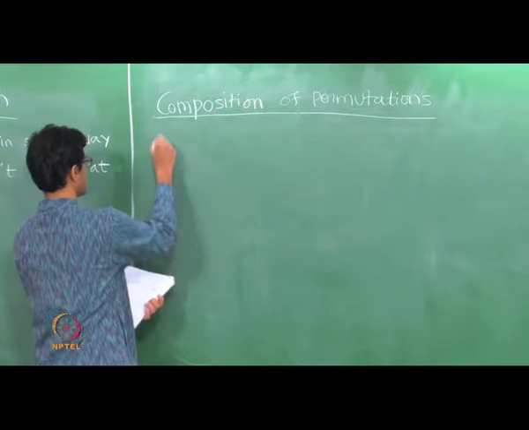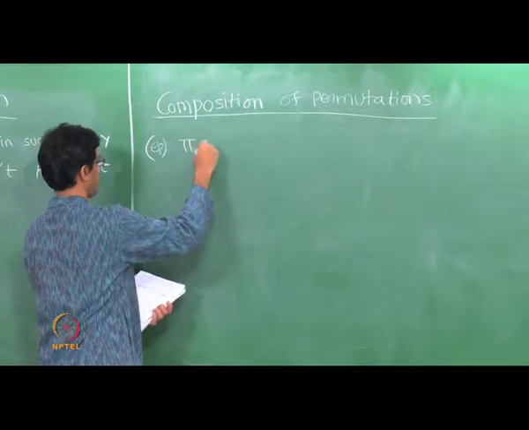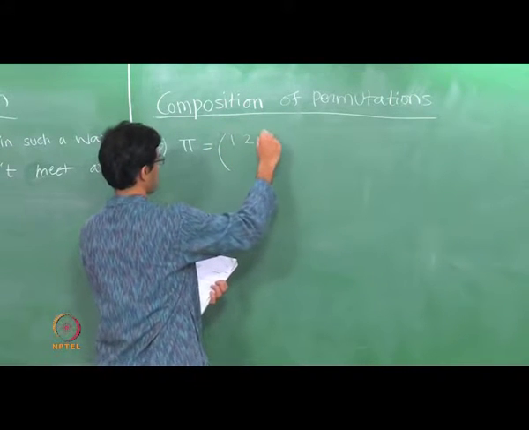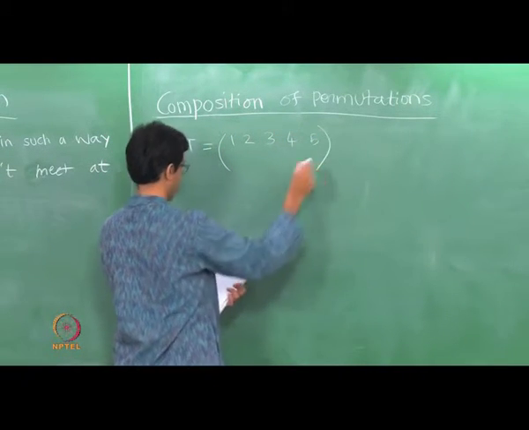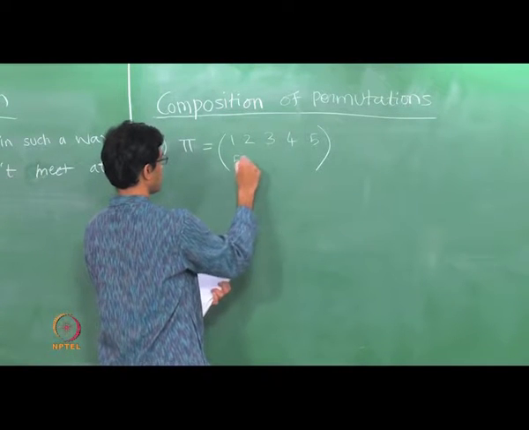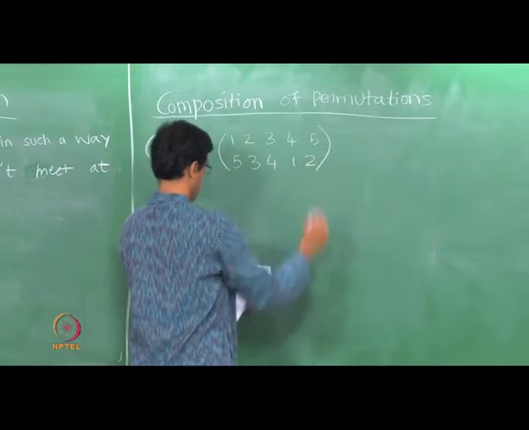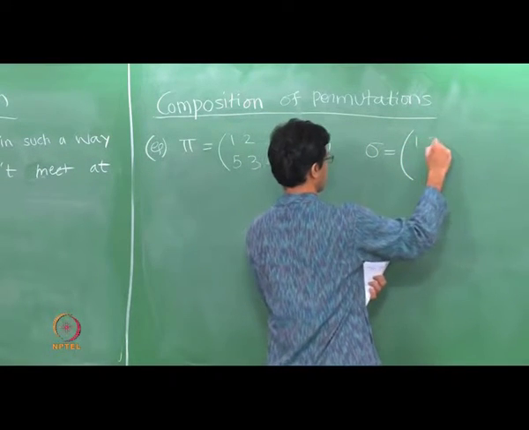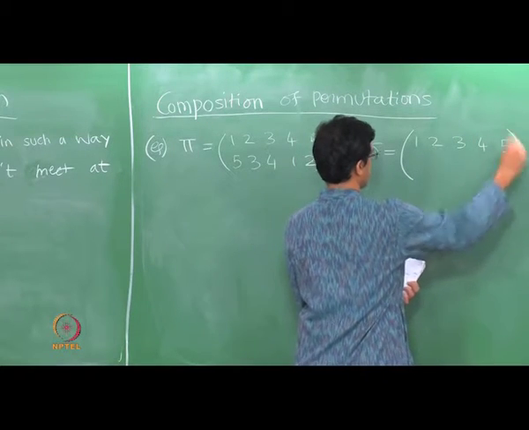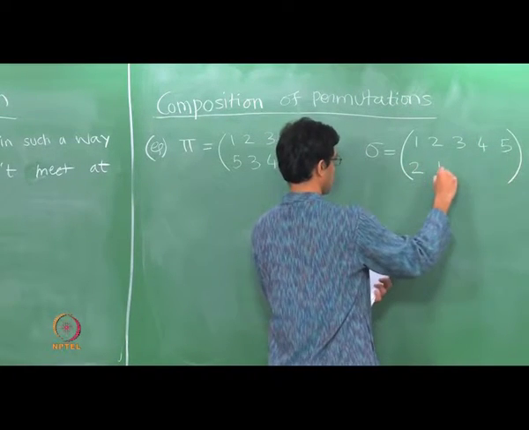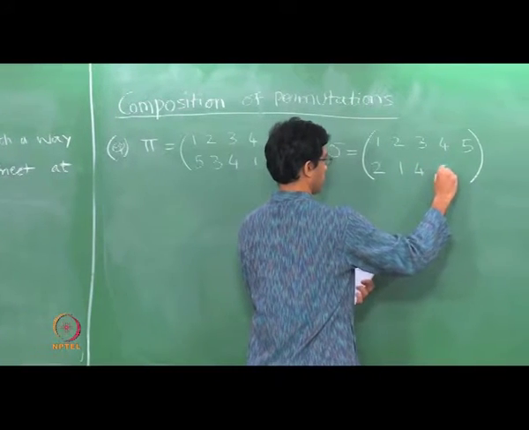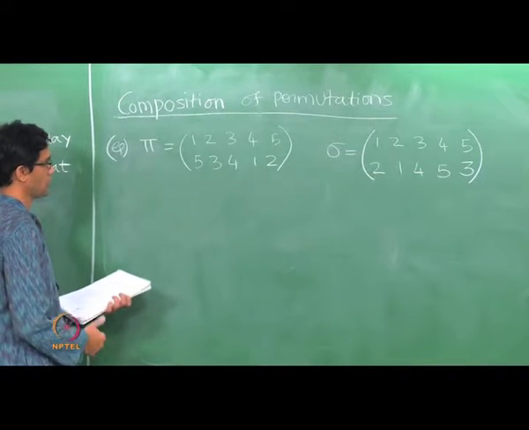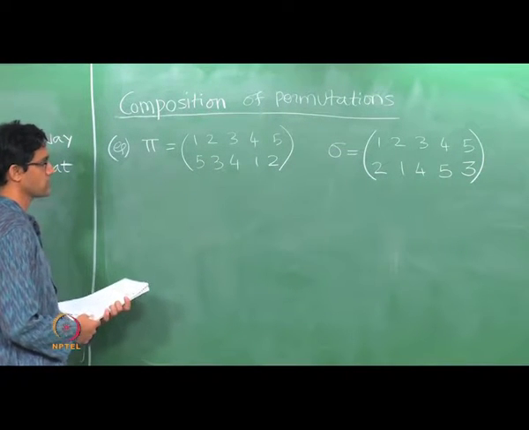Suppose I have 2 permutations, pi is say again I write in 2 line notation, it is 1 2 3 4 5, 5 3 4 1 2, and I have another permutation called sigma, which is again the numbers 1 2 3 4 and 5 are mapped to 2 1 4 5 3. Okay. So these are my 2 permutations pi and sigma.